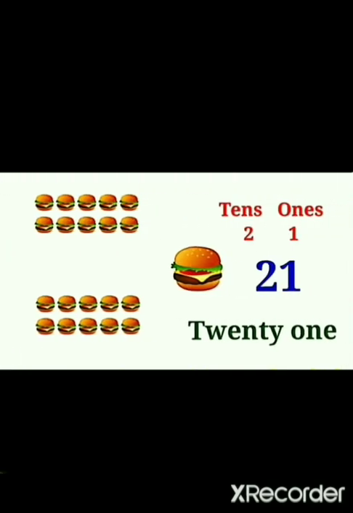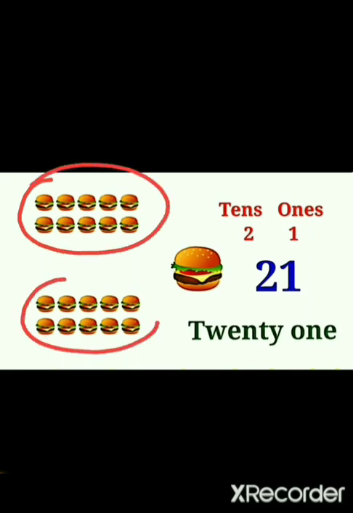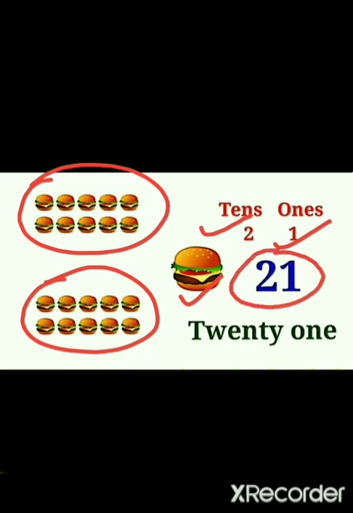Here you can see group of 10 burgers and again group of 10 burgers. It means total 20 burgers. You will write 2 tens and 1 burger you will write 1 one. Now the number is 21 and the spelling is TWENTYONE, 21.